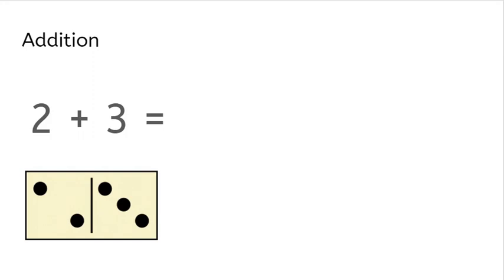Let's start with addition. Here we have the problem 2 plus 3. The 2 here matches these two dots right here, down below. Then the 3 here matches the three dots down below it. With addition, you'll remember that you need to find the total number. So here we're going to count the total number of dots.